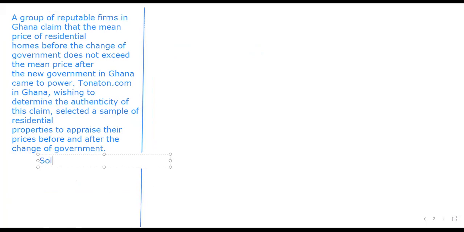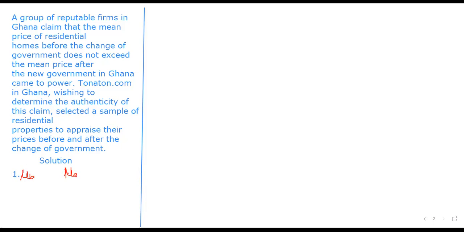So the first question was to state the null and alternate hypothesis. With this one, as I said, you first of all compare the relationship between the mu b and the mu a. You get it? So you always start with mu b because it will be before and after. Before comes first, then after will follow. Write mu a well.